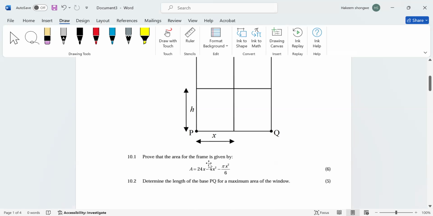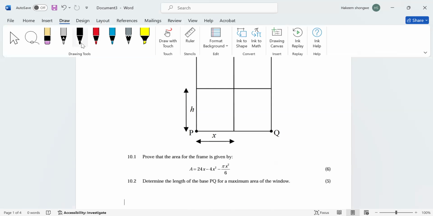Now, this one can be a little bit challenging for us. So I will encourage you to see that for us to do number 2, we don't need any part of this, because sometimes it happens that you still have to differentiate. Here they are saying, determine the length of the base PQ for maximum area. We want the area to be maximum, but we're already given the area. Since we're given the area, we can skip to this 5 marks. Let's leave this 6 marks for now.